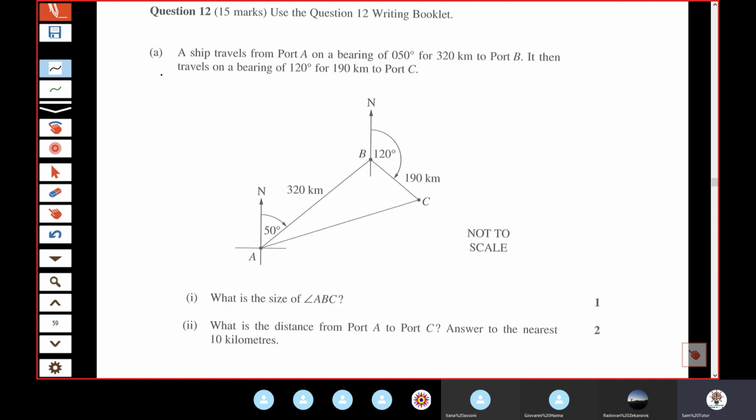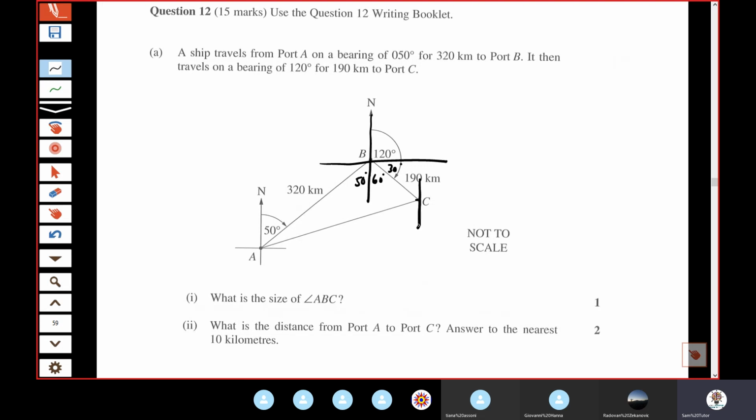Okay, my turn. Let's see how you went. A ship travels from port A on a bearing of 50 degrees for 320 kilometers to port B. It then travels on a bearing of 120. I will draw that. I know now that means that's 30 degrees, just for my curiosity, and obviously this is 60 degrees. I know that's 50, so I know that's 50. See how this is always, if you guys have seen my working out, every single time I've done this, it's always been the same thing. I've never changed. It then travels on a bearing of 190 to port C.